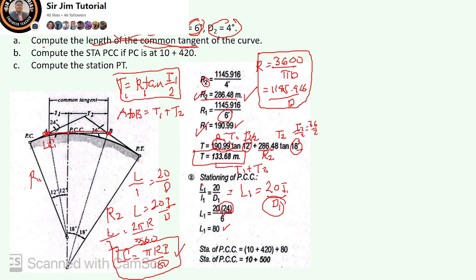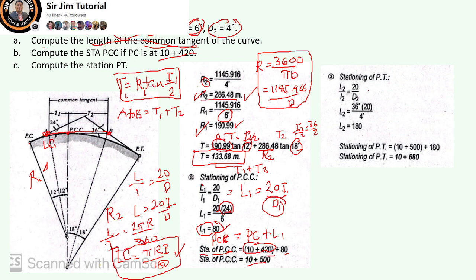Station PCC, as I mentioned, is just station PC plus the length of curve 1. Since we calculated length of curve 1, and station PC is given as 10 plus 420, it is just 10 plus 420 and 80, which is 500. So the station PCC is at 10 plus 500.